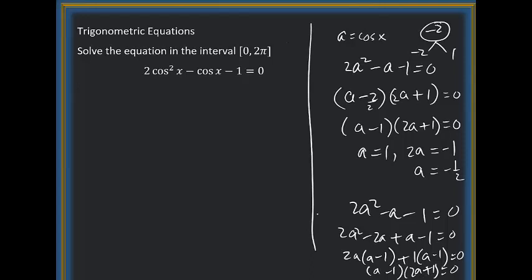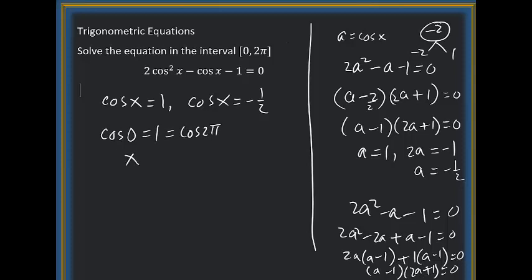Now, if we replace a by cosine x, we have found cosine x equals 1. And another one is a is negative half, so that means cosine x is negative half. So we are looking for the solutions. Now you know cosine 0 degree is 1, and also cosine 2 pi is 1. So we got solutions x equals 0 and 2 pi.